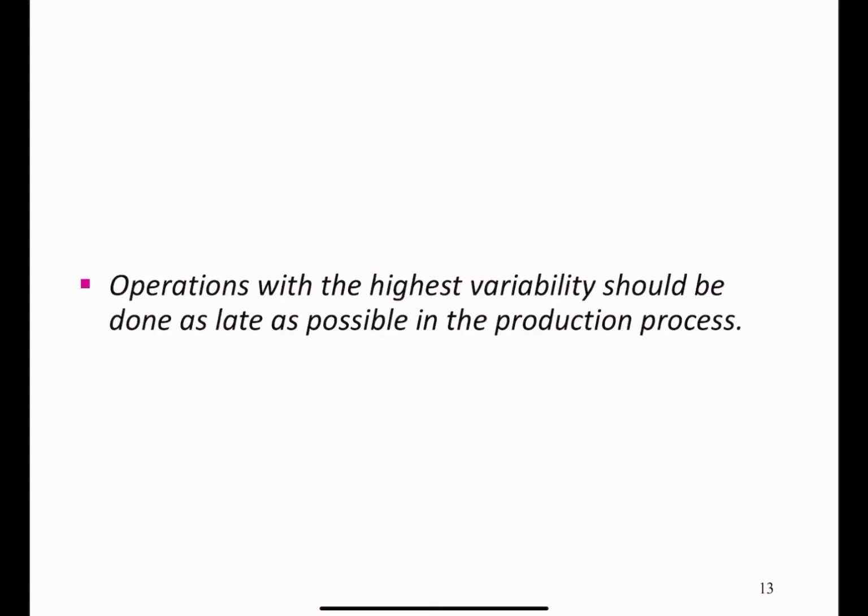So, whenever you have operations with the highest availability, that should be done as late as possible in the production process. Okay? Because if you put the operation with a high availability at the beginning, your flow will have a high availability throughout the system, and that's not good for your performance. So if something with high availability can be delayed to the end, you should delay that to the very end.